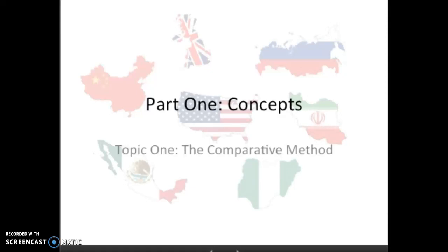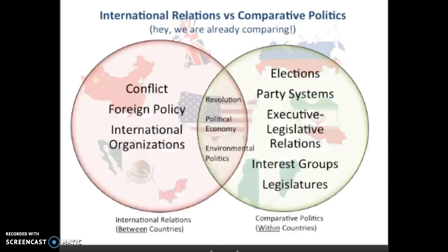All right, part one, unit one of comparative government, topic one, the comparative method. So what we're going to be doing in this set of notes is going over what comparative politics is, why we compare political systems, and some of the political sciencey stuff surrounding the study of comparative government.